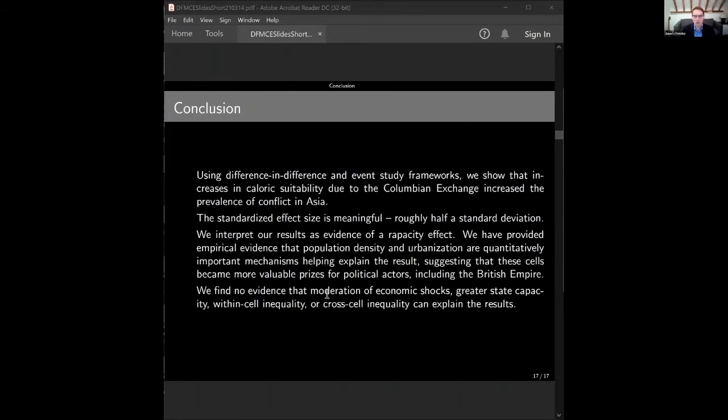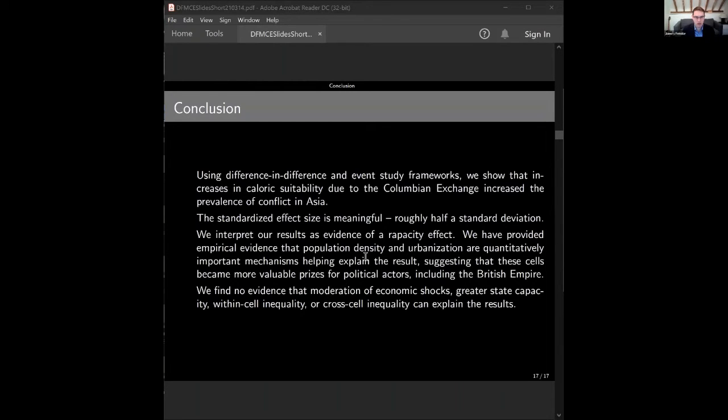So what do I think we've told you? I think we've told you that either in a diff-in-diff or an event study, areas of Asia that became able to produce more calories due to the Columbian exchange were subject to a greater incidence of conflict. The effect size is meaningful. It's something like half a standard deviation, and it looks like it's driven by rapacity.